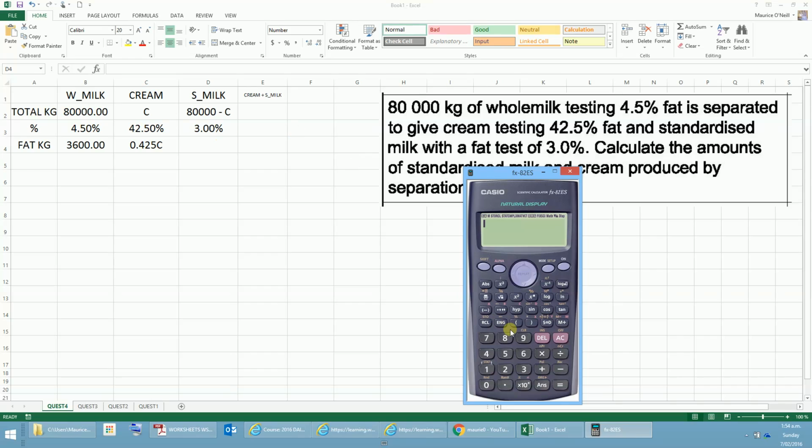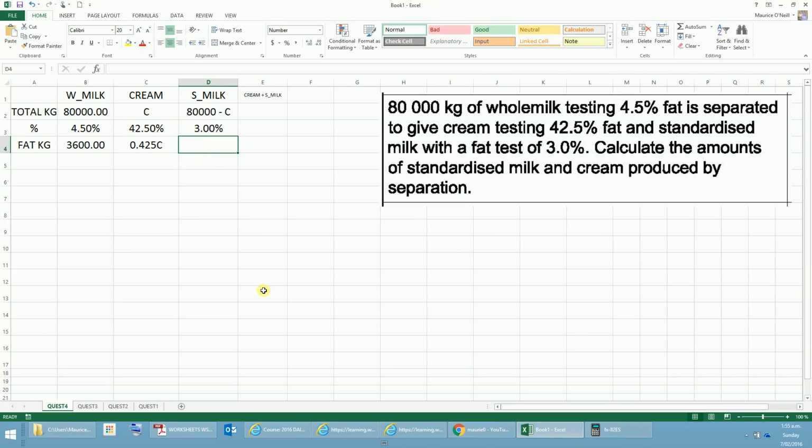So if we do that, we can see that we've got 80,000 there times 3%. Shift percent equals 2,400. But it's minus 3% of C, which is 0.03 C. So now what we can see here is that we've got 3,600 equals 0.425 C plus 2,400 minus 0.03 C.